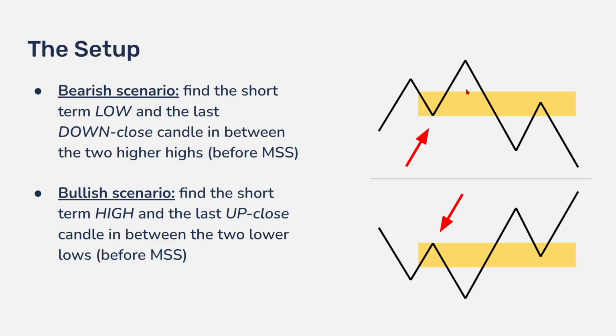So one of the keys here is that a breaker block is formed when you have a run of liquidity before a market structure shift. The same goes for a bullish scenario: you want to see a run below old lows before a market structure shift higher. What you want to do in a bearish scenario is look in between these two higher highs, find the short-term low, and then find the last down close candle right here. If you extend that out in time, that becomes your breaker block.